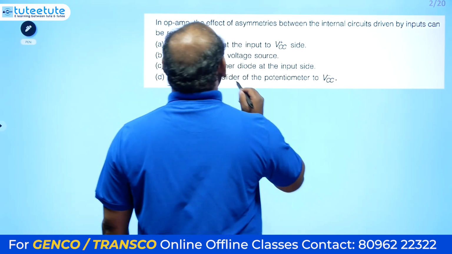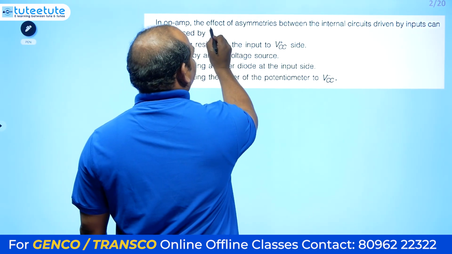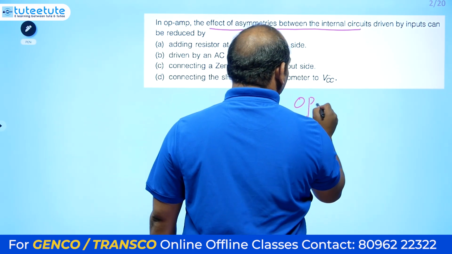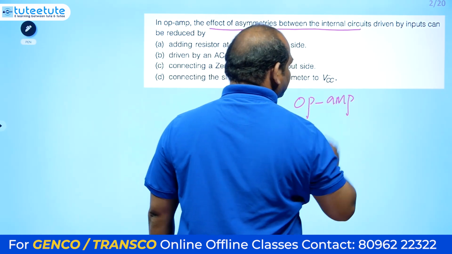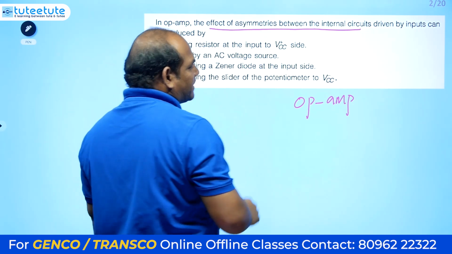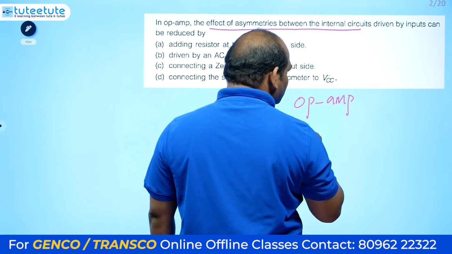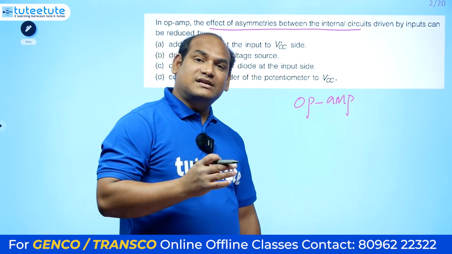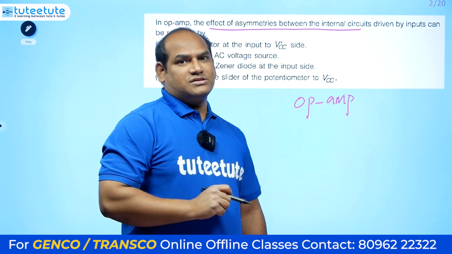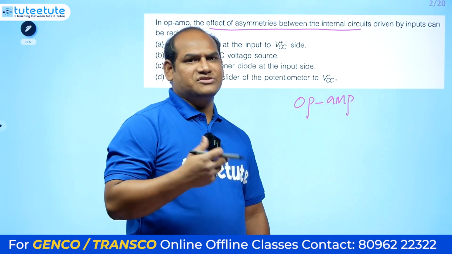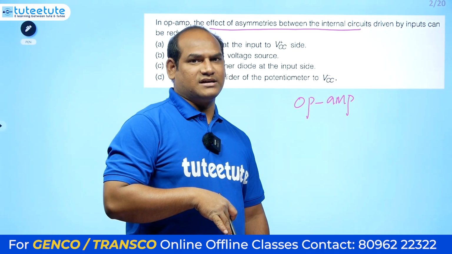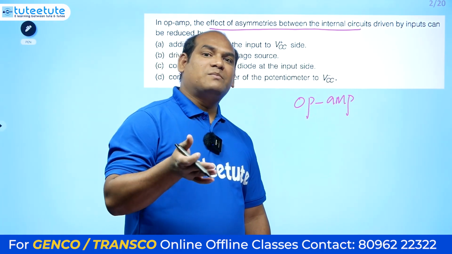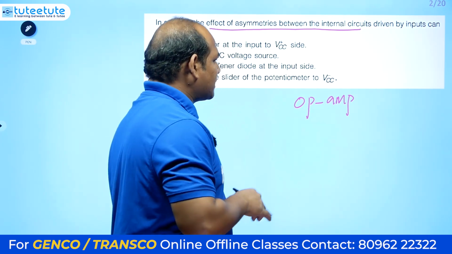So here what they are telling is the effect of the asymmetries between the internal circuits. So in the operational amplifier, internal circuits will be there, and for example, a differential amplifier is there, we can't take two exactly similar transistors, so some slight changes will be there in the saturation voltage or in the saturation currents. Because of that slight change, we may get output without applying the input. This is what we need to understand here.